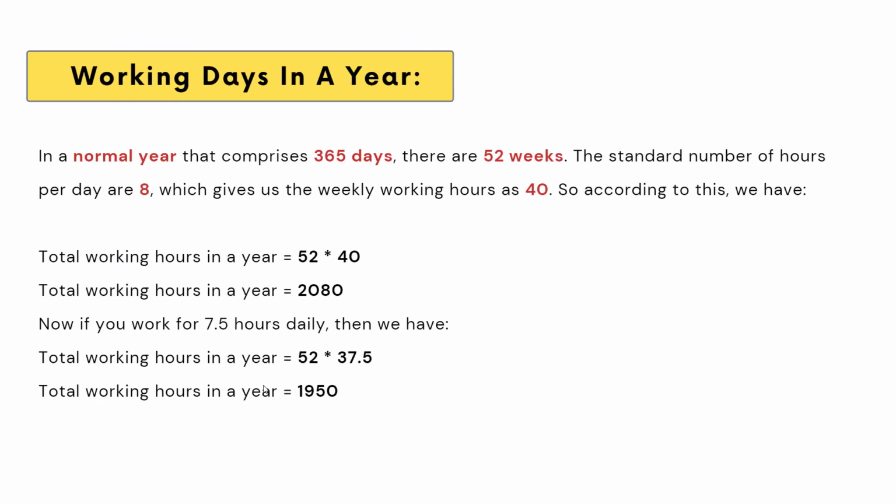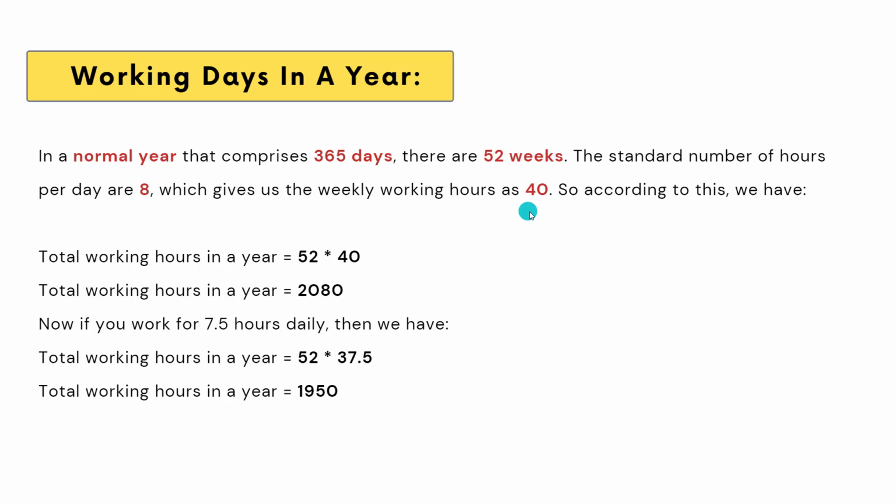Now let's understand working days in a year so that we can calculate the income that we are getting in a year. In a normal year, everyone knows that a year has 365 days and 52 weeks, right? And the standard number of hours per day is 8. Most employees work 8 hours a day, which gives us weekly working hours of 40, because 5 eights are 40. In a week, 5 days are working days, and each day the person works 8 hours, and 5 times 8 is 40. So the total working hours are 40.